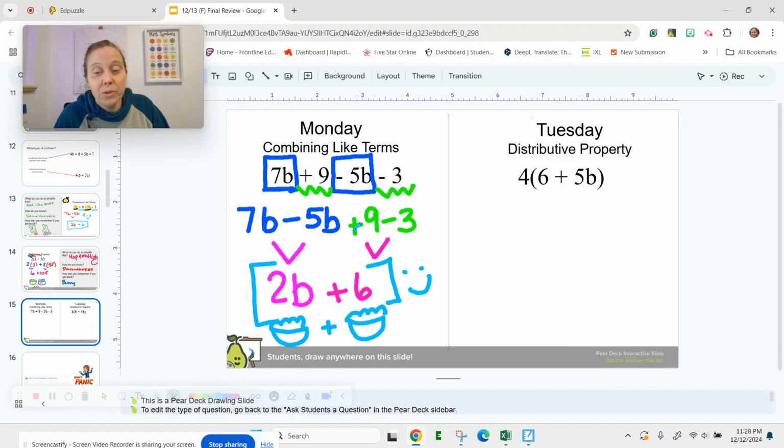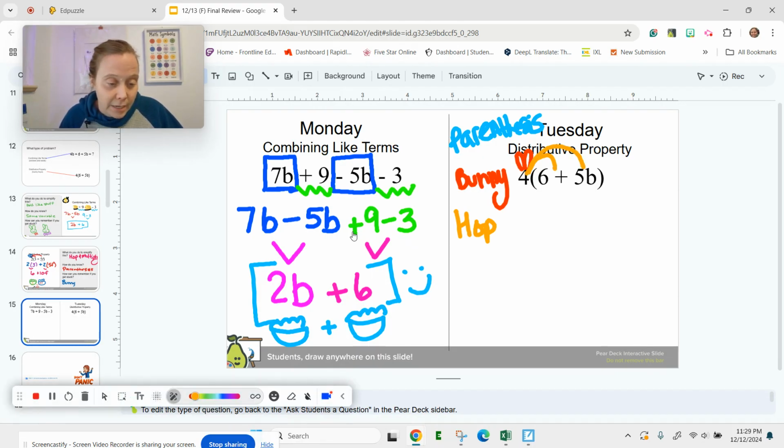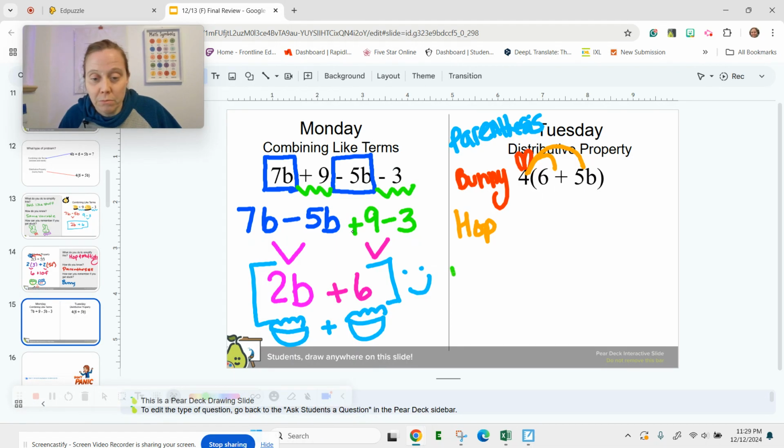Okay, the next type of problem was our distributive property. And we were noticing that it was distributive property because of those parentheses. And when we have parentheses, we think about math bunnies. And this 4 is a bunny. And that bunny is going to hop to each of the terms on the inside. So 4 and 6 and 4 and 5b.